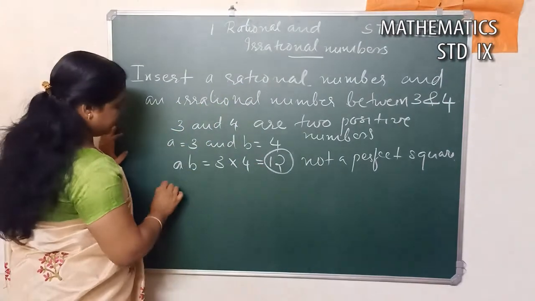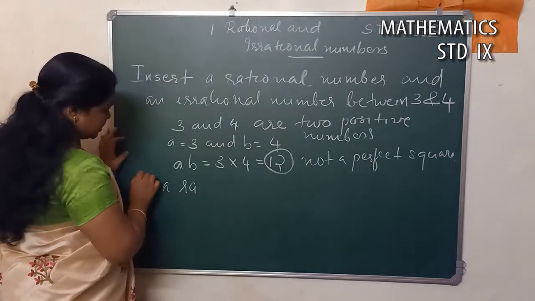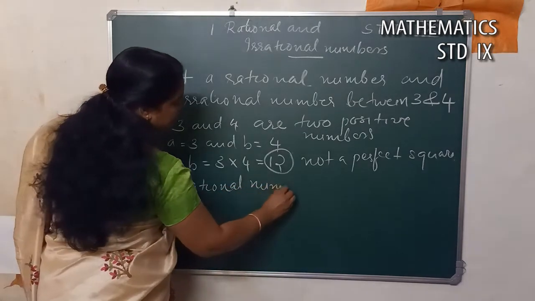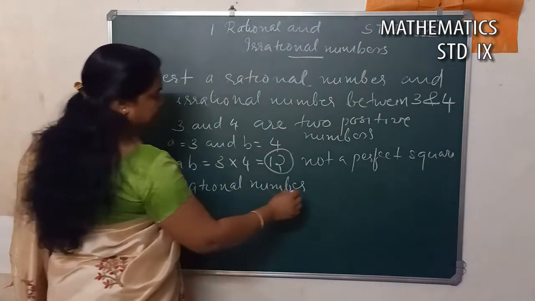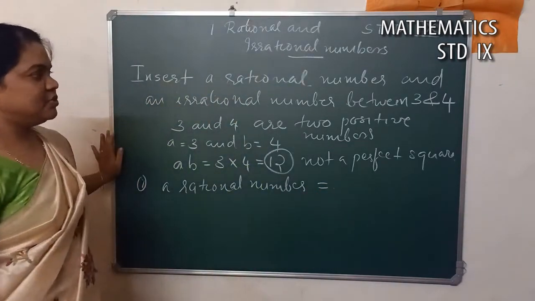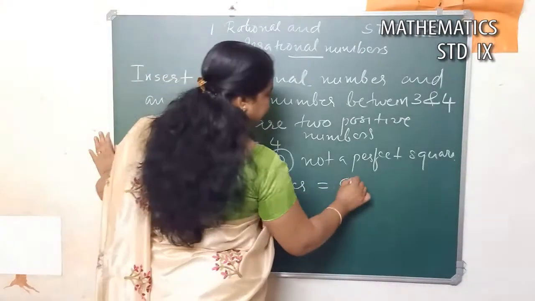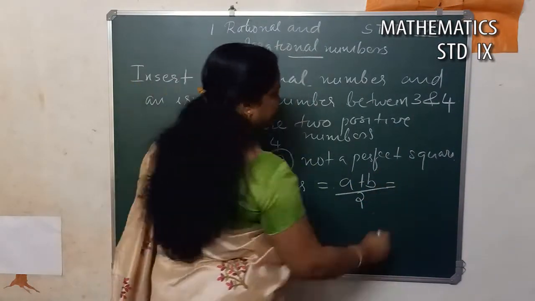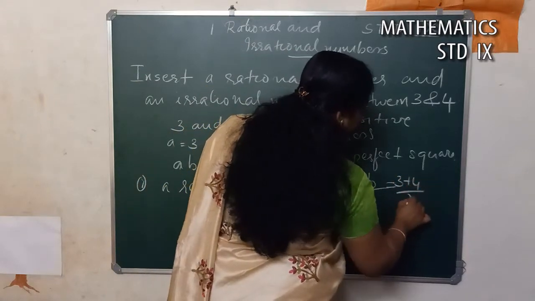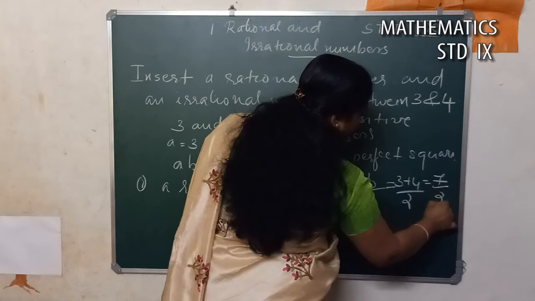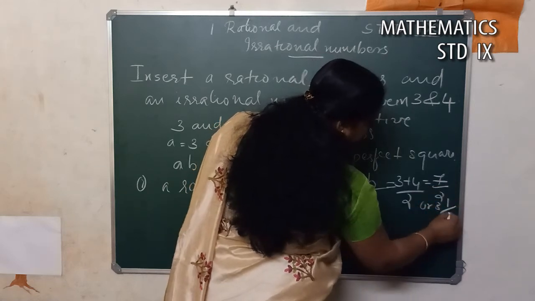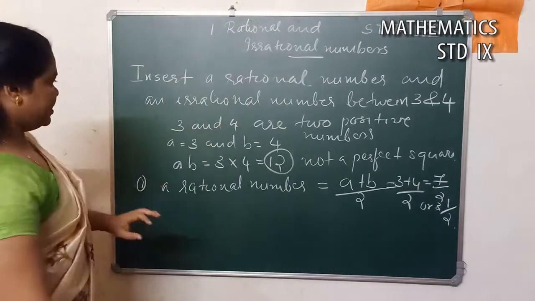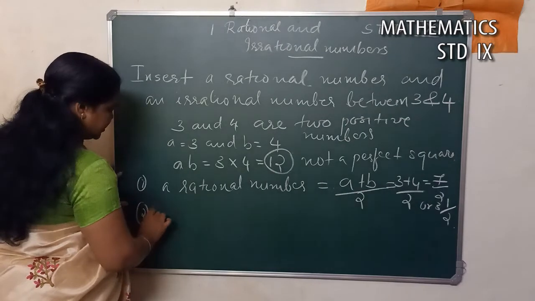You know the formula for finding a rational number between two numbers: it is (a plus b) by 2. That is 3 plus 4 by 2, which is equal to 7 by 2, or 3 and 1 by 2. Expressed as a mixed fraction, it is 3 and 1 by 2. And the second one is an irrational number.